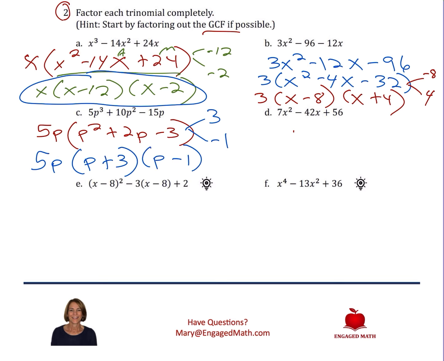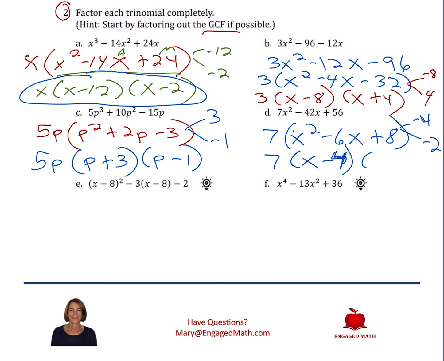Okay, let's go to the next one. It's already in a nice standard form for us, so let's take the 7 to the outside. So it's 7 times x squared minus 6x plus 8. The two numbers that add to negative 6 and multiply to positive 8 are negative 4 and negative 2. So our final answer is 7 times x minus, let's do the x minus 4 first, doesn't matter though, and x minus 2. Great, we're done.